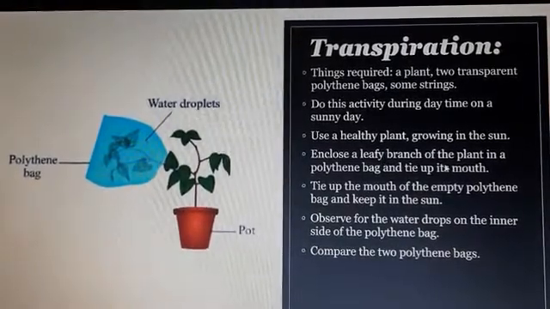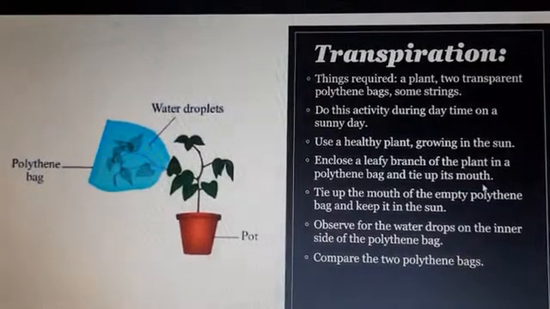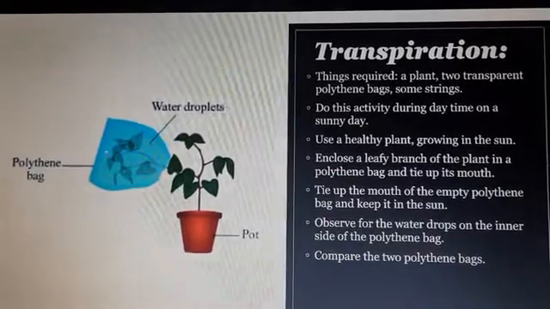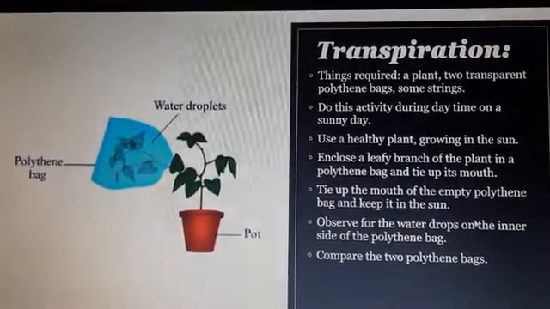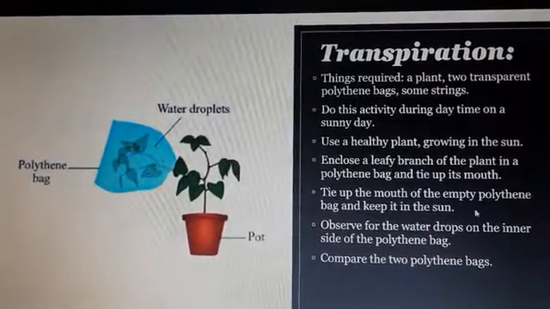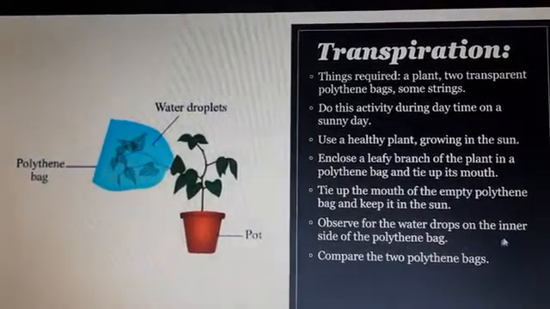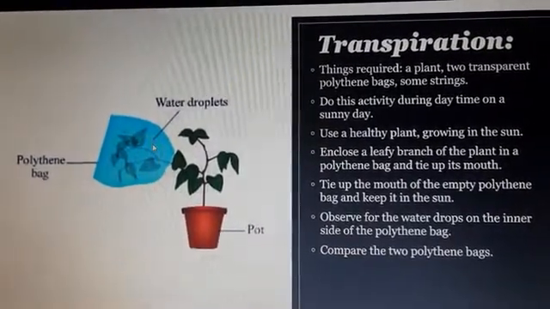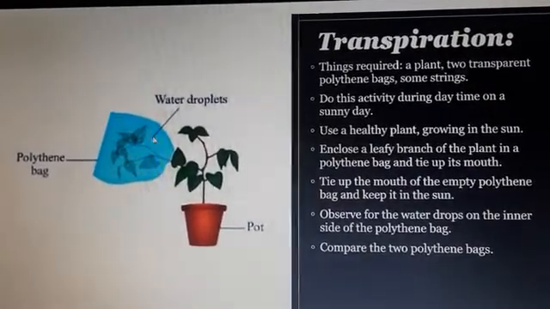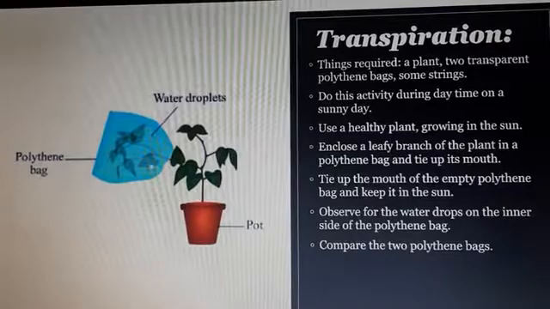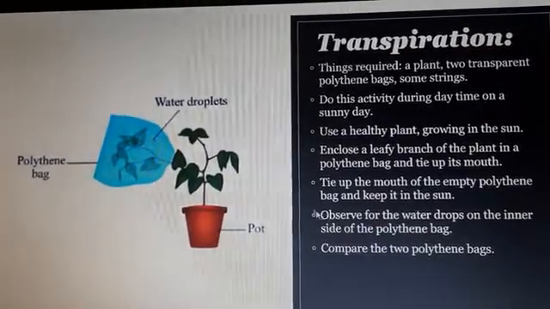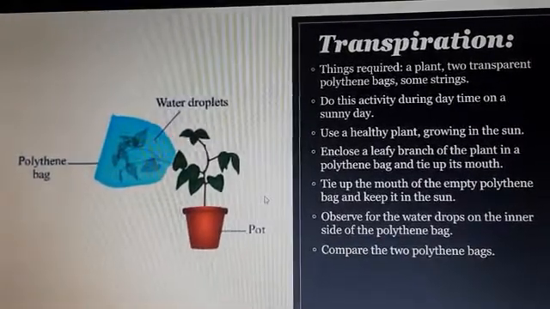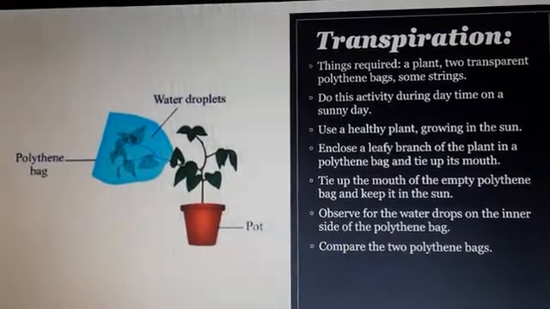Enclose a leafy branch of the plant in a polythene bag and tie up its mouth. So take the polythene bag and tie one branch in this way. Tie up the mouth of the empty polythene bag and keep it in the sun. Observe the water drops on the inner side of the polythene bag. So leave it for 3 to 4 hours, children, in the sun. After that, if you observe, you will find in this polythene bag some water droplets. Then compare the 2 polythene bags and see whether you have the water droplets on both polythene bags or on only one.